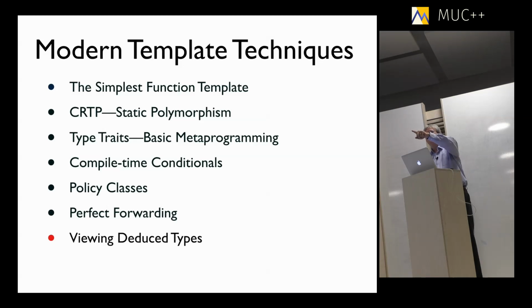Okay? I think you had a question, and then back there. In your perfect forwarding example, the return from the template is what the declared type also.